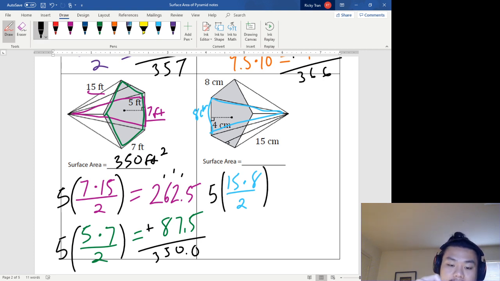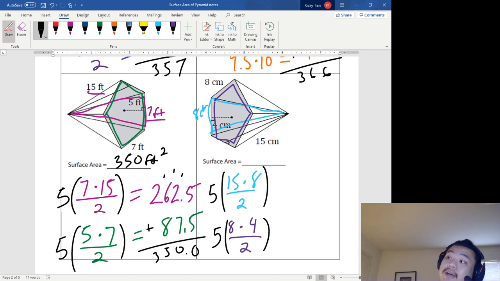And then we have our pyramid at the bottom. I mean, not our pyramid, our pentagon at the bottom, which is 8 times 4 divided by 2 times, again, the number of sides, which is 5 because the pentagon has 5 sides. Then we find the area.